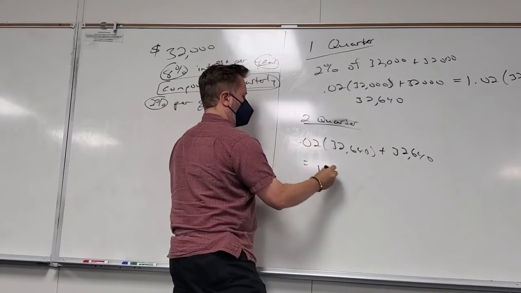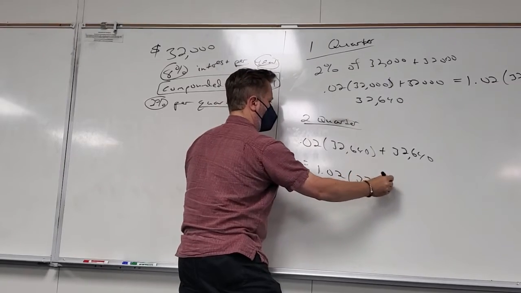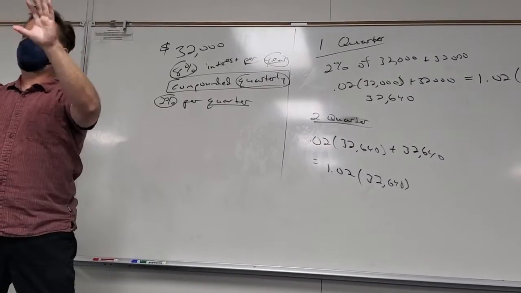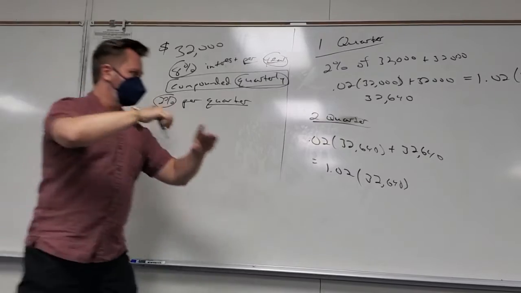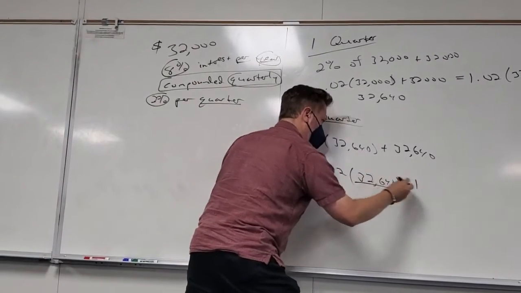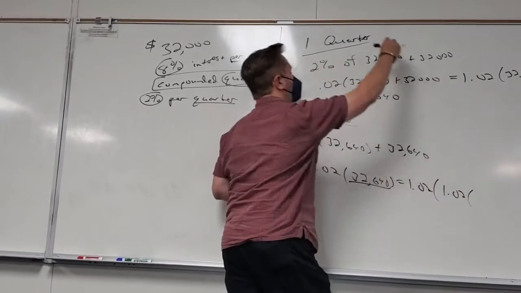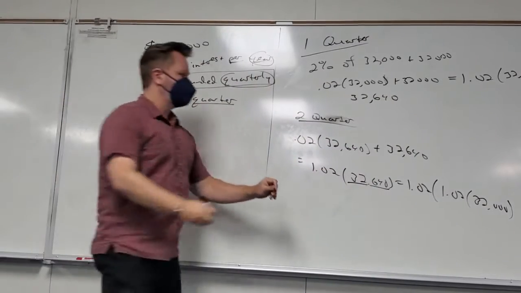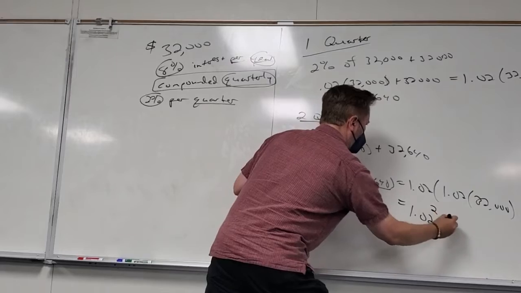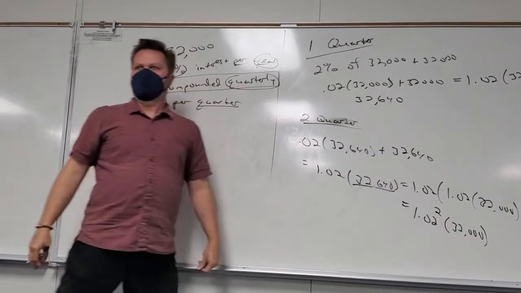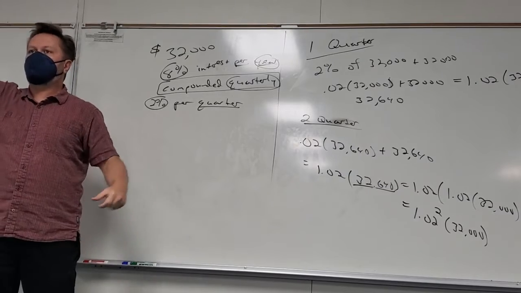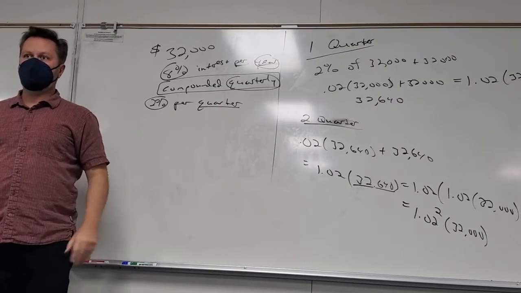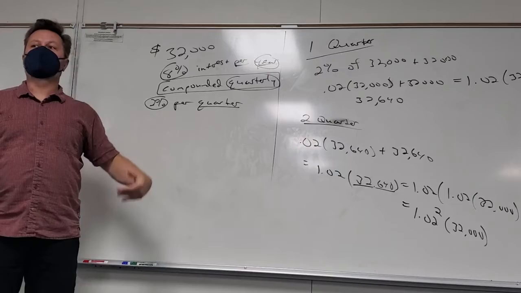So this would be 1.02 of these. Now, real quick, stay with me. This is so cool. Once I get to the shortcut it's going to be so nice. You just gotta go with me through the mud here for a bit. Wasn't this 1.02 times 32,000? Isn't that where we got that from? So isn't this 1.02 squared times 32,000? What do you think that square means? What's a square mean physically? We allowed how many quarters to go by? Two. So if I wanted seven quarters, wouldn't it just be 1.02 to the seventh power?